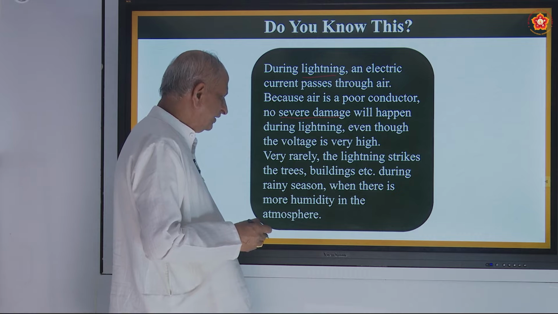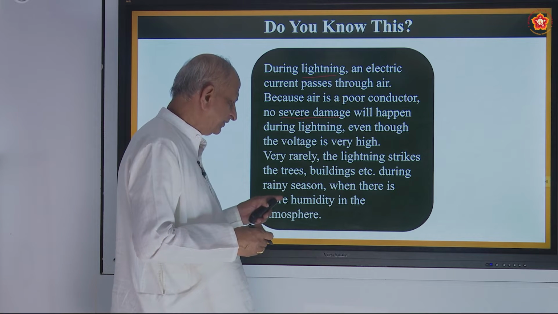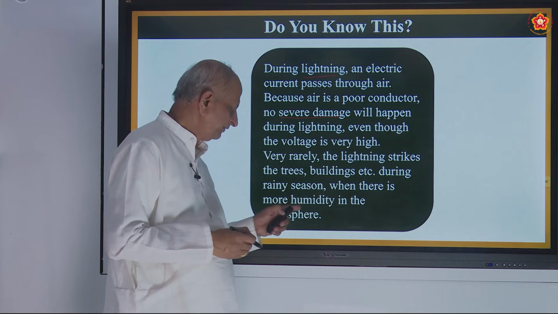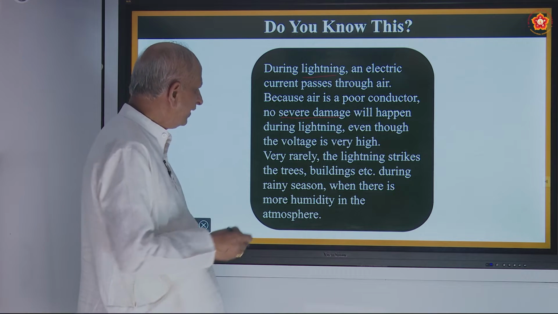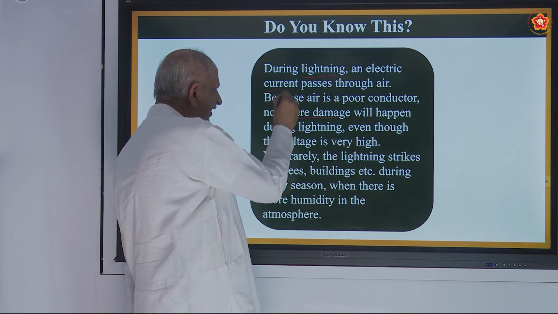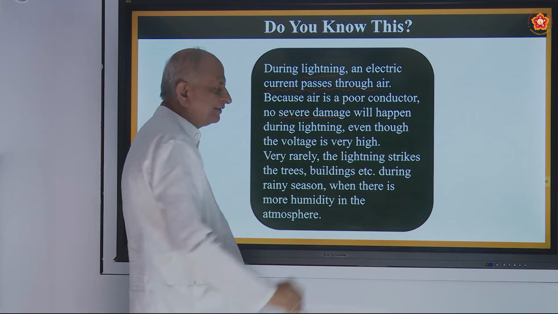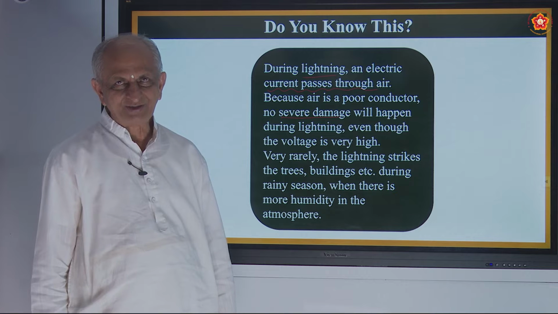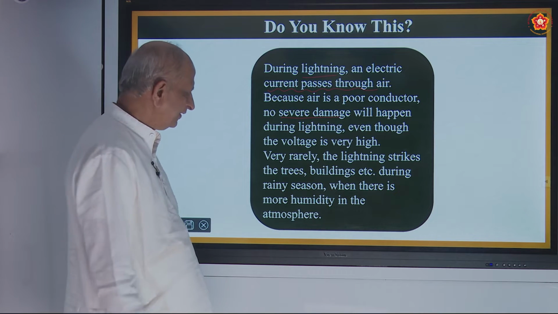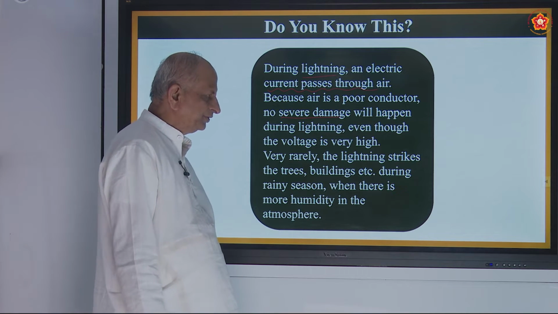And very often the lightning strikes the trees, buildings, etc. in rainy season when there is more humidity in the atmosphere. Why? Because the current passes through the air. Current passes through the air. That means moist air. So this is one thing you must note.